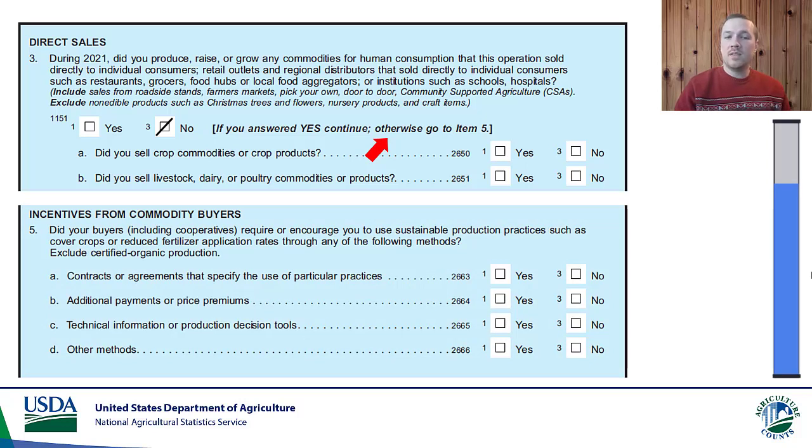Item 5 is new this year, so be careful not to overlook it. There are no instructions to skip item 5 because it applies to every farm, regardless of whether they have direct sales or not. Item 5 is a series of yes or no questions about incentives from commodity buyers to use sustainable production practices.